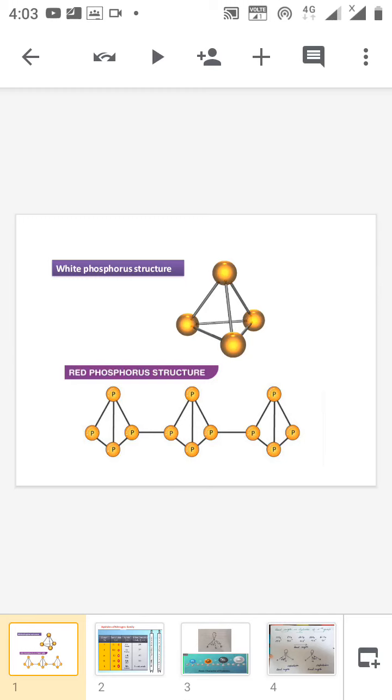Today we are discussing some of the physical properties and physical states of some of the elements of the 15th nitrogen family. So first of all, phosphorus.